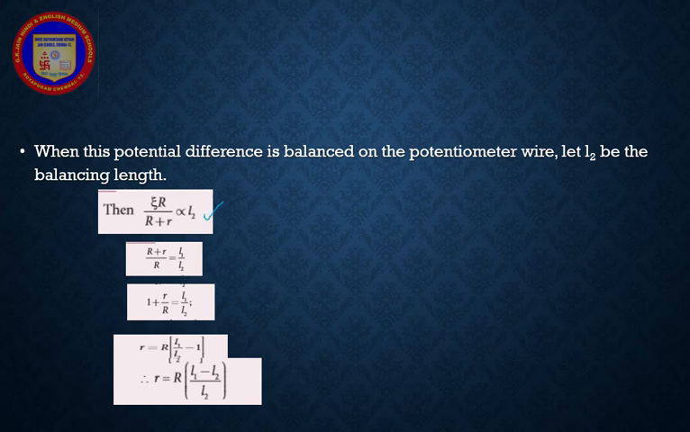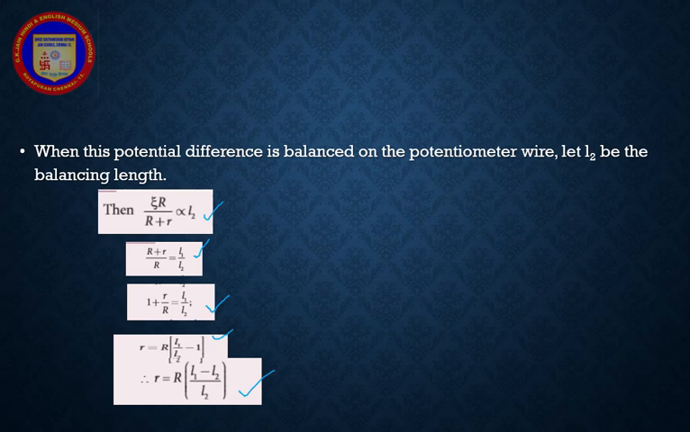R plus r divided by R is equal to L1 by L2. So 1 plus r divided by R is equal to L1 divided by L2. Rearranging, we get r is equal to R into L1 by L2 minus 1. Therefore, r is equal to R into L1 minus L2 divided by L2. Substituting the value of R, because we know the values of L1 and L2, the internal resistance of the cell is determined. It can be repeated with different values of R.